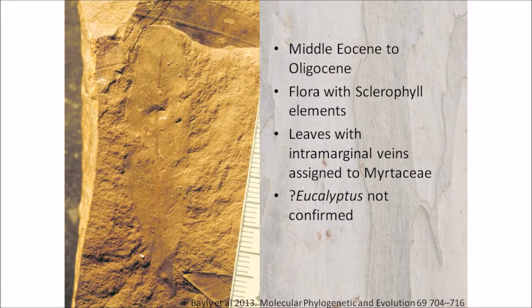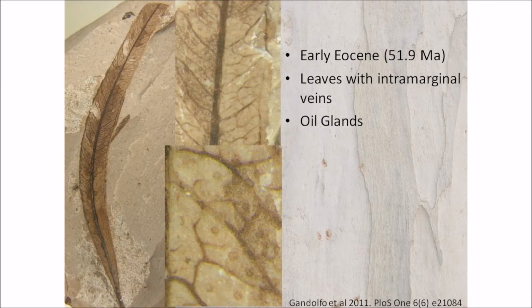If we go a bit further back in time, there are some other leaves. Again, these have these intramarginal veins. They have evidence of oil glands, and from this particular flora, and that reference at the bottom's wrong, by the way, but don't worry about that, these are myrtaceous leaves, but we haven't really confirmed whether there's eucalyptus in there, although we suspect there is. And then probably the best examples we have are these early Eocene leaves. So these are 52 million year old leaves. You can clearly see that intramarginal vein. You can clearly see the oil glands on the leaves. So the structures of those leaves are consistent.